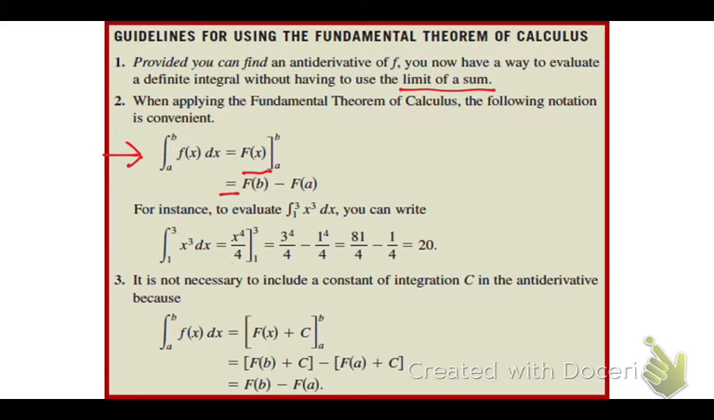So from 1 to 3, I plug in 3, I plug in 1, so I have 81 over 4 minus 1 over 4, which is 20. Okay, much quicker than what we were doing, correct? Okay.